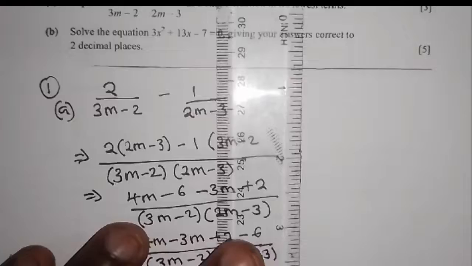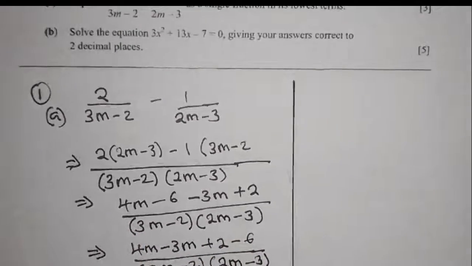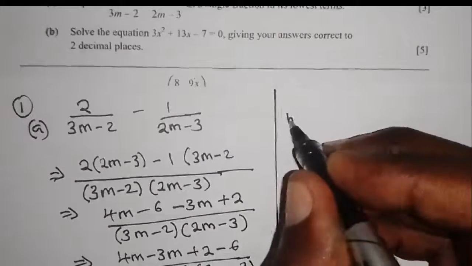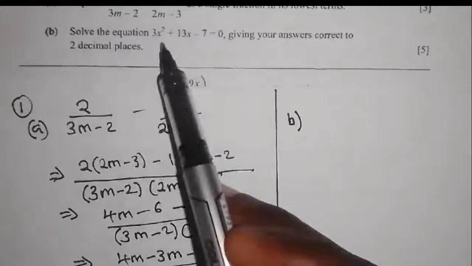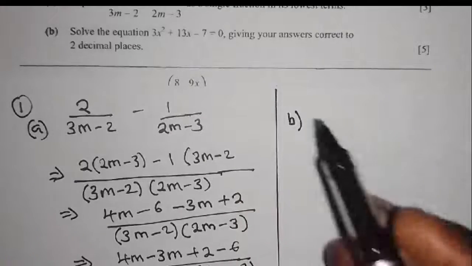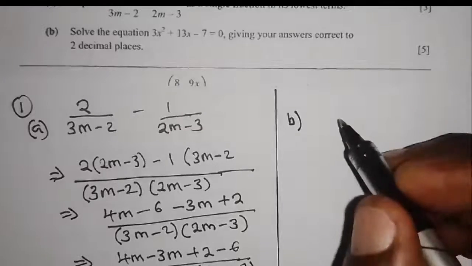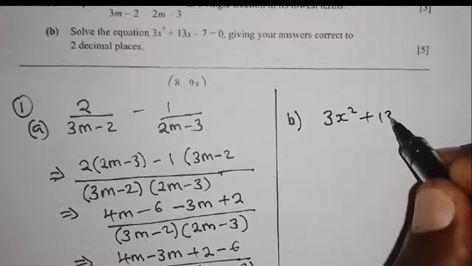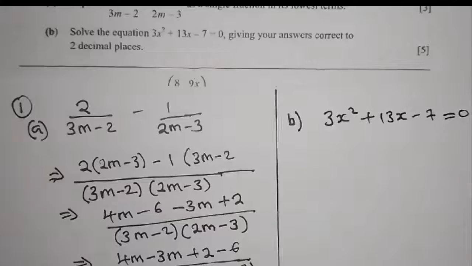Now for B, this is a quadratic equation. It says solve the equation 3x squared plus 13x minus 7 equals 0, giving your answers correct to 2 decimal places. So we are going to copy it: 3x squared plus 13x minus 7 equals 0.